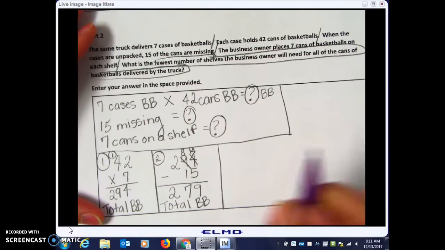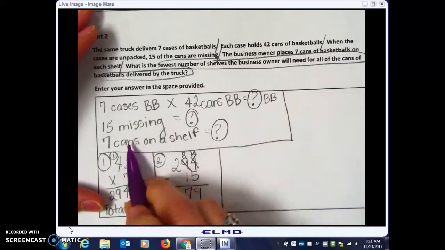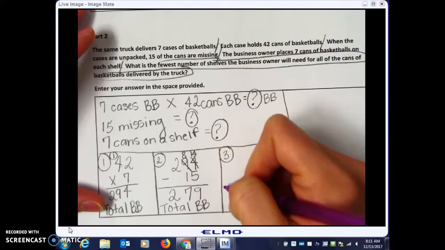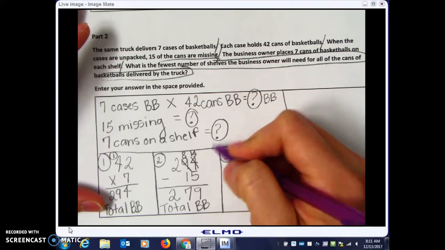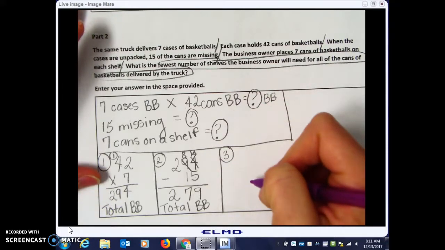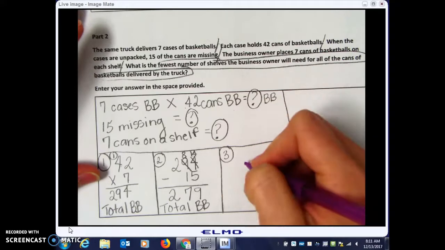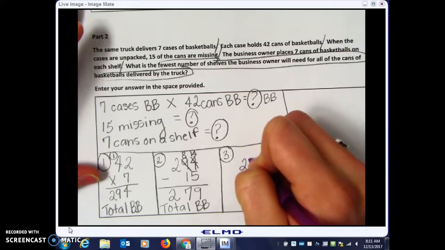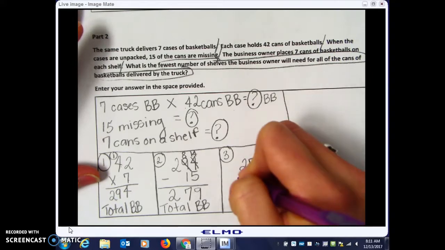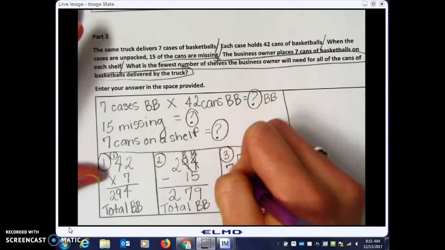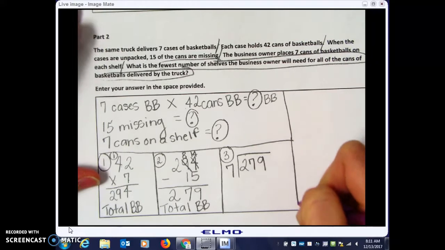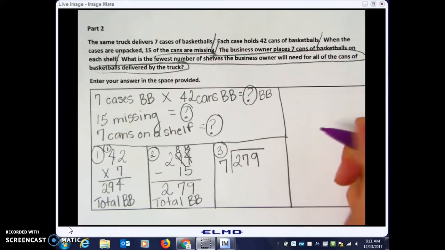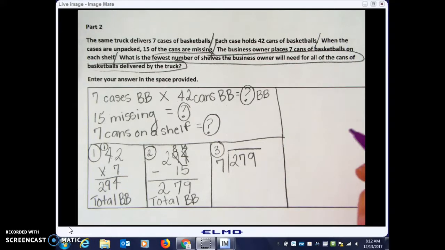But I'm not quite done. So now I have to take this total amount of basketballs and place them on shelves. And there's 7 that can fit on each shelf. What do I need to do now? Good. I divide 279 divided by 7. Pause the video, go ahead and work out your long division and write your statement, and then unpause it to see if you got it correct.